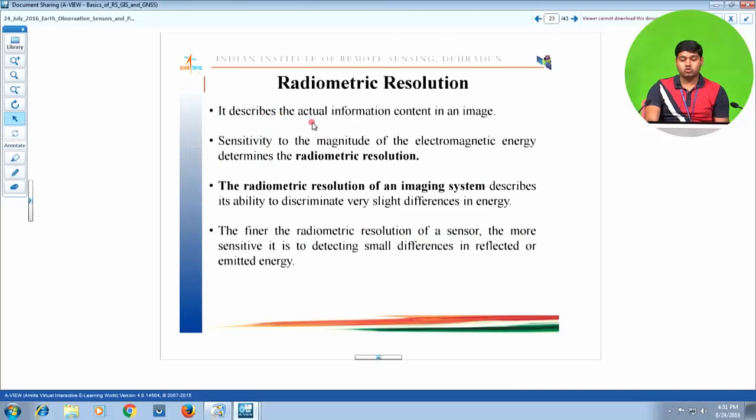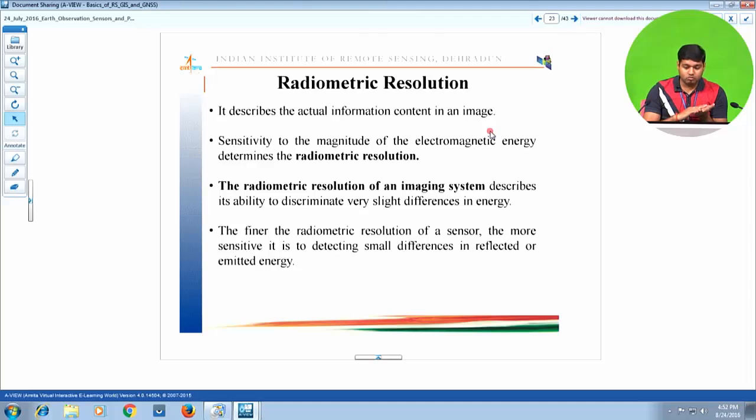Now coming to radiometric resolution. Radiometric resolution, as I told you, is about the reflectance values that give you the actual information content. Normally your sensor receives reflected energy in the form of radiance, and depending upon radiometric resolution it is converted to a digital number. Suppose two different features are there, water and vegetation; they will give different reflected energy, and you will be able to discriminate.